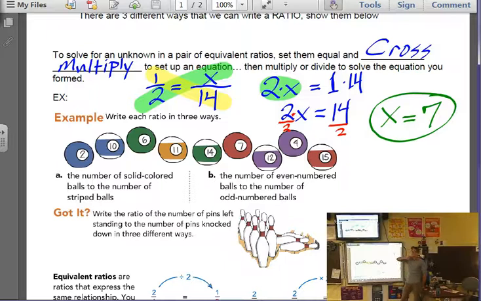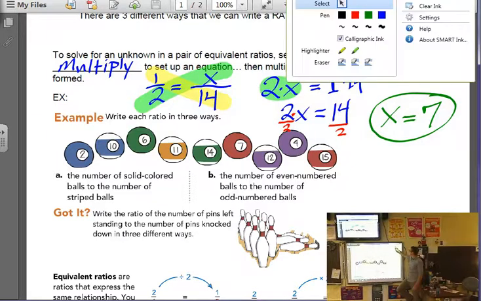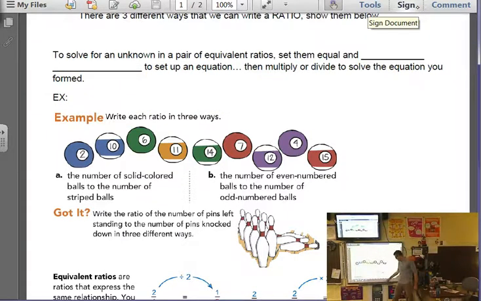Question, Jeremiah? Why would you ever do the cross multiplication instead of just doing it like normally, numerator to numerator and denominator to denominator? Because sometimes the numbers are really huge.